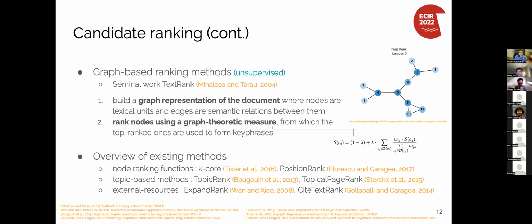Another line of research focuses on topical information to improve the diversity of the extracted key phrases, such as TopicRank that uses a clustering approach to group candidates into topics, and Topical PageRank that biases the ranking function towards a topic distribution inferred by a latent Dirichlet allocation. There are also methods that leverage external resources, such as ExpandRank, that incorporates information from similar documents to enrich the graph representation, and CiteTextRank, that incorporates information from citation contexts.